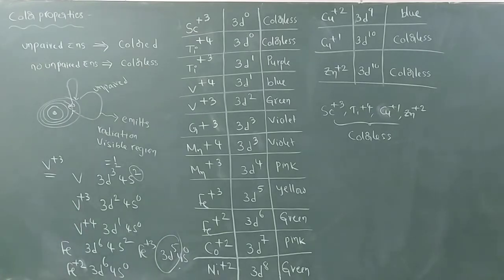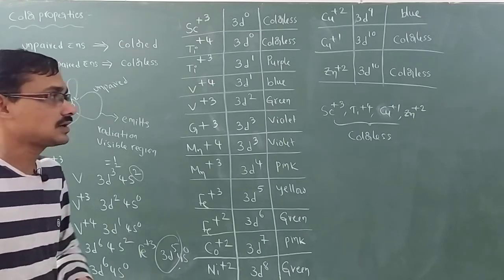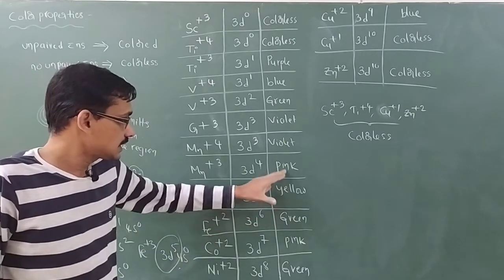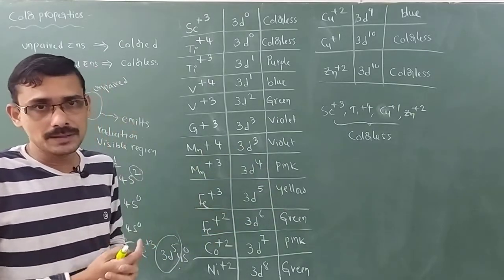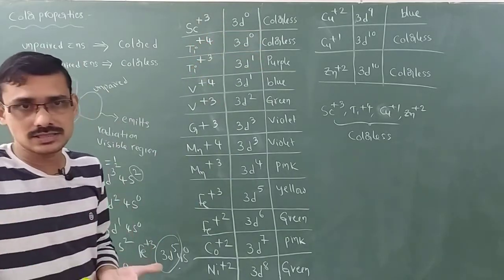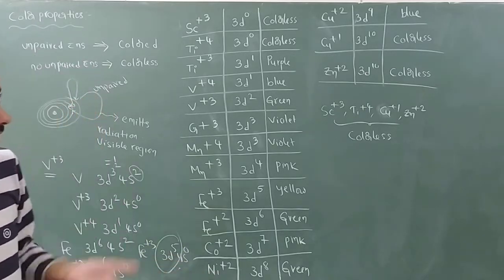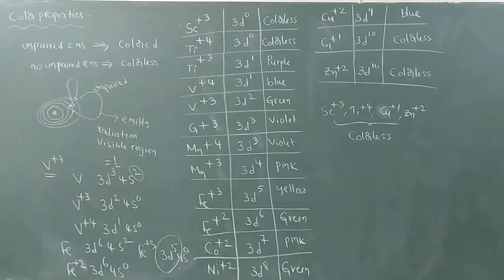So this is about the color properties. In the examination they will ask colored or colorless. No need to remember particular colors. Remember whether they exhibit color or not. How do you get colorless? If you don't have any unpaired electron, colorless. If you have any unpaired electron, they are colored molecules.